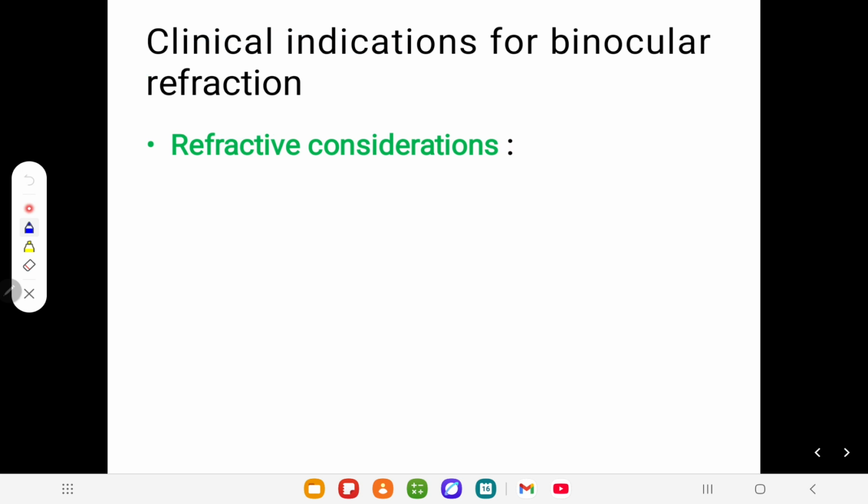So the clinical indications of binocular refraction are simply important to understand as an optometry student and as an optometrist. So what are the central clinical conditions for binocular refraction? That's important. Okay.